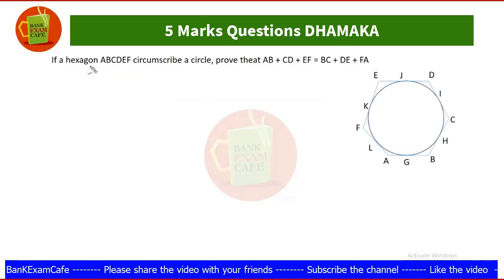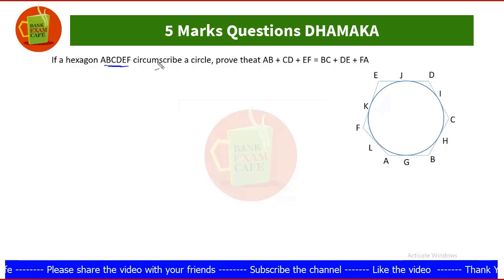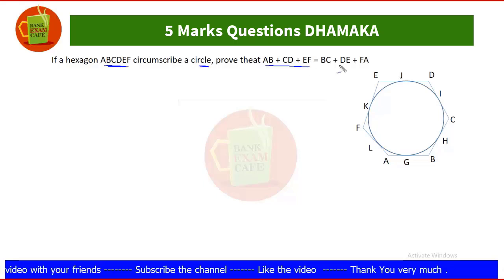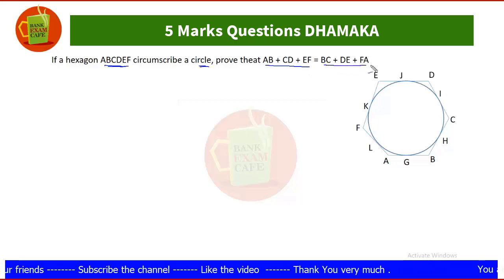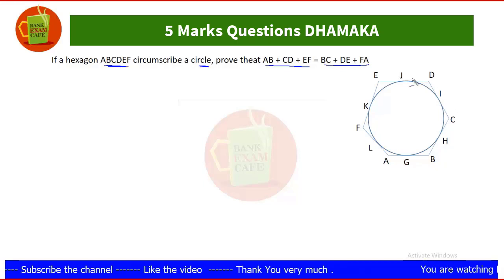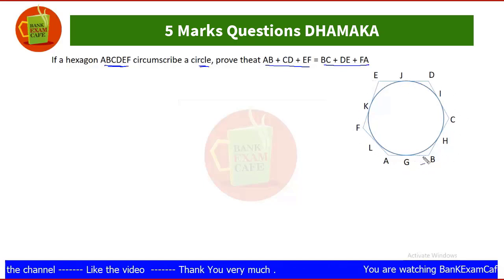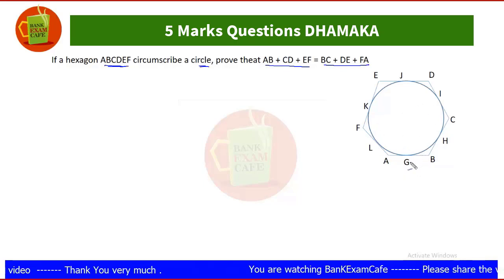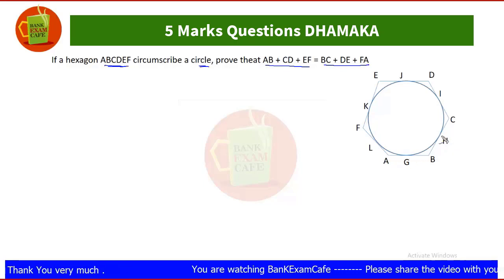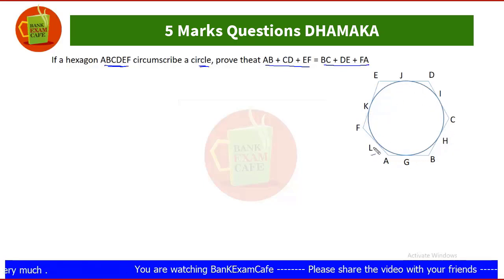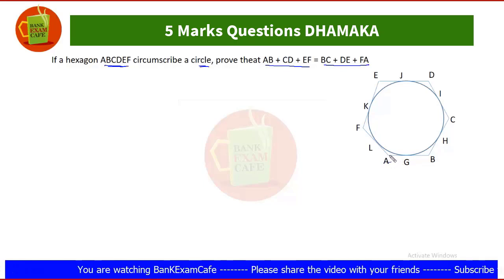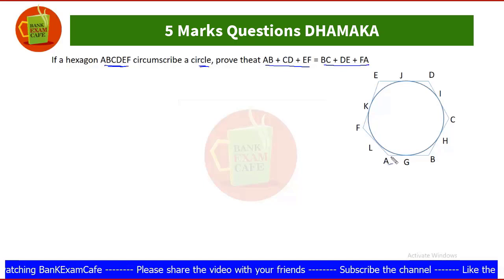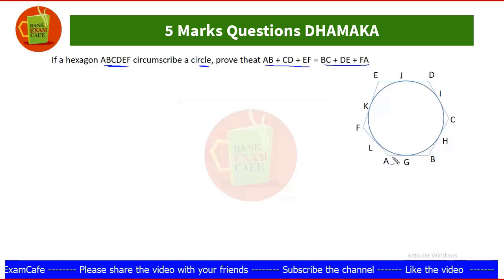Next question is, if a hexagon ABCDEF circumscribes a circle, prove that AB plus CD plus EF is equal to BC plus DE plus FA. Here ABCDEF is a hexagon circumscribing a circle, and it touches at the points G, H, I, J, K and L. Now if you take point A, then AL and AG will be the two tangents drawn from the exterior point of a circle, and therefore AL will be equal to AG.